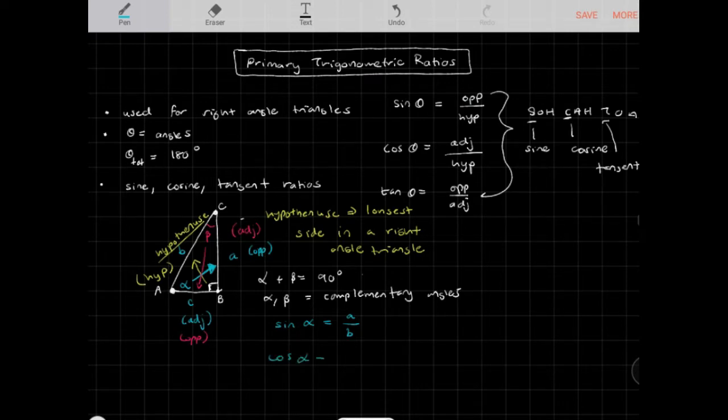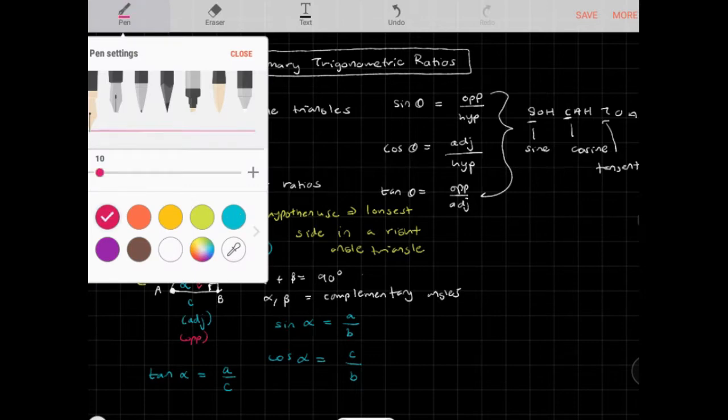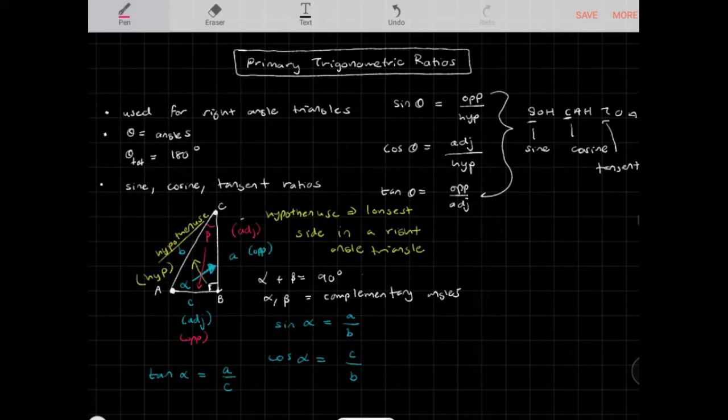Now if we take a look at cosine alpha, then we're going to have the adjacent side, C, over the hypotenuse, B. And if we take a look at tan alpha, we'll have the opposite side over the adjacent side, so it's going to be A over C. Okay? Now let's take a look at if beta was a reference angle.